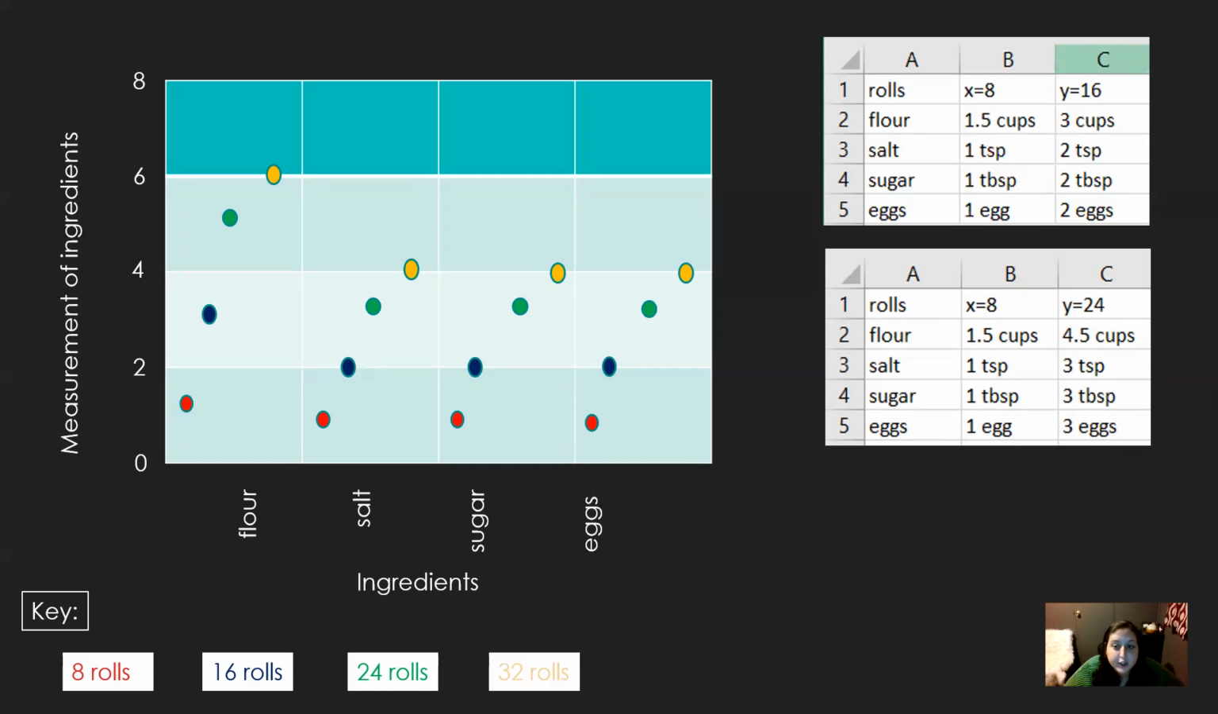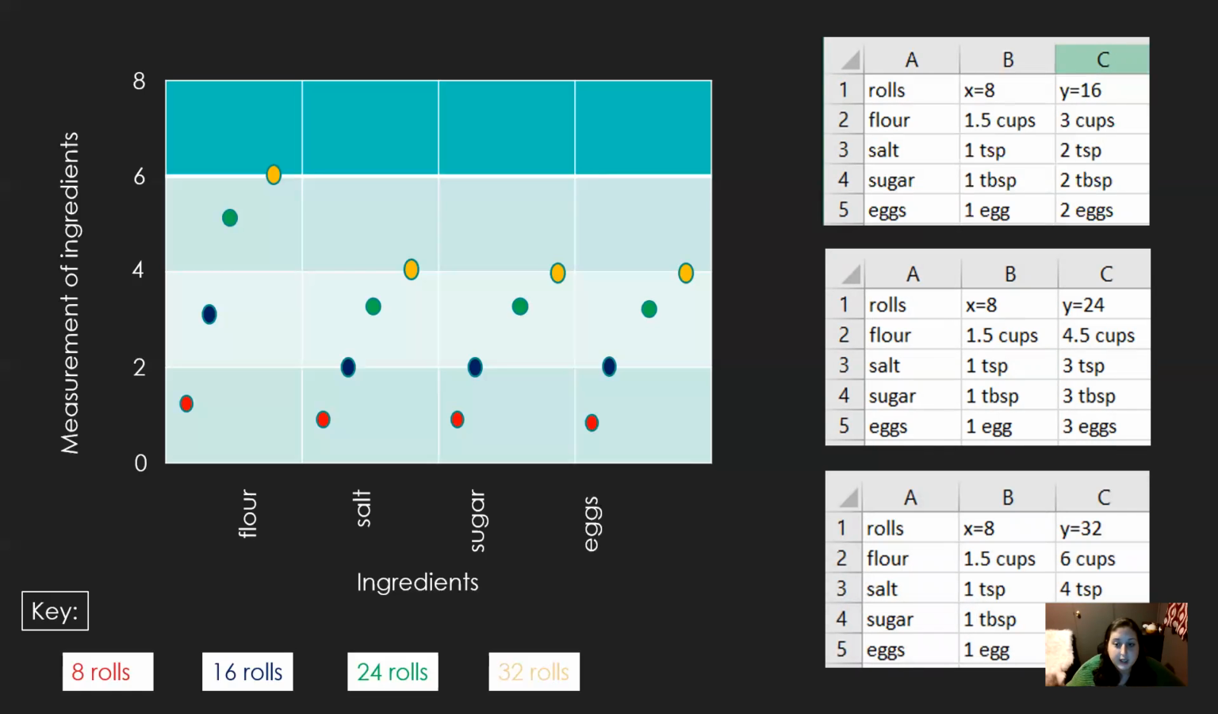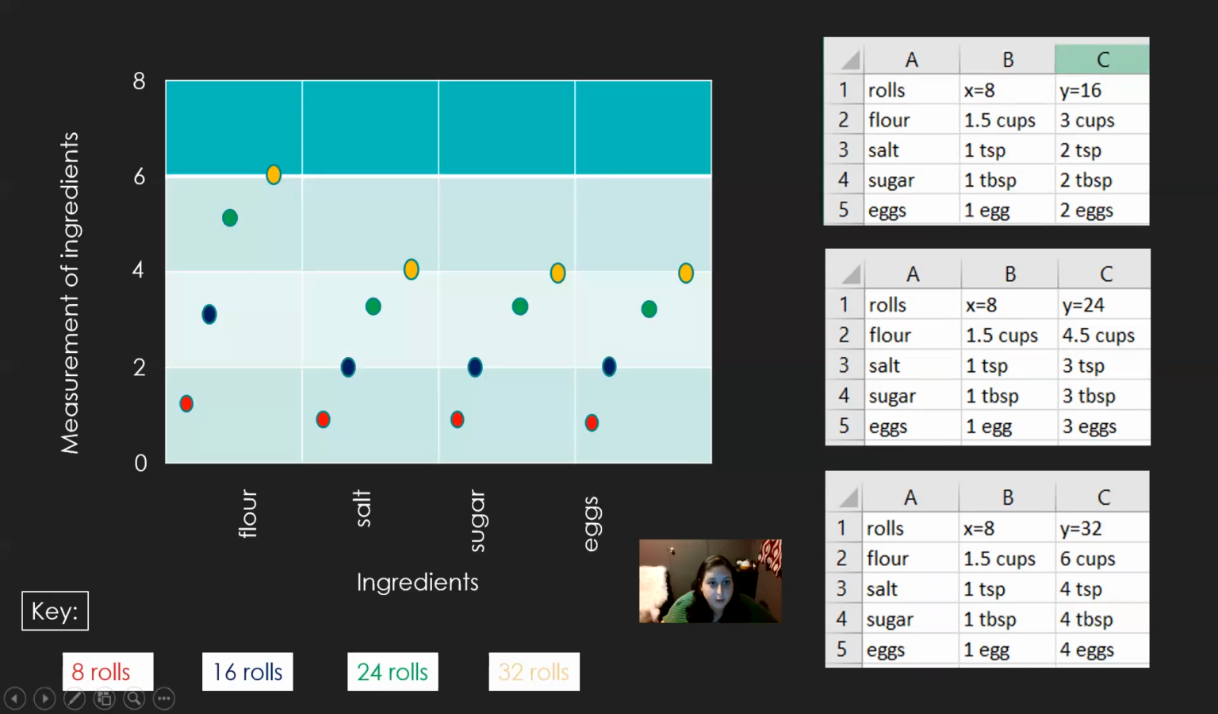So now we're going to move on to 24 rolls, which is going to be in the green dots. So we've got 4.5 cups of flour, 3 teaspoons of salt, 3 tablespoons of sugar, and 3 eggs. And now we've got 32 rolls, which has 6 cups of flour in the orange dot over here, 4 teaspoons of salt, 4 tablespoons of sugar, and 4 eggs. So the flour has the biggest difference of all of them because that number was higher to begin with. So it's going to get higher each time we multiply it.